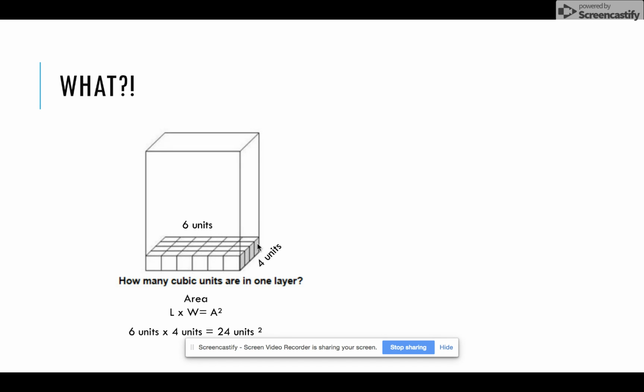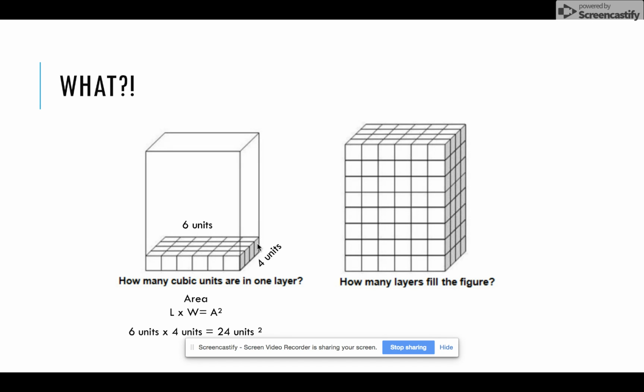Now solve for the total volume of the object. We need to consider how many layers fill the figure. Let's count together. 1, 2, 3, 4, 5, 6, 7, 8. We can say that there are 8 layers, or that the prism is 8 units high.